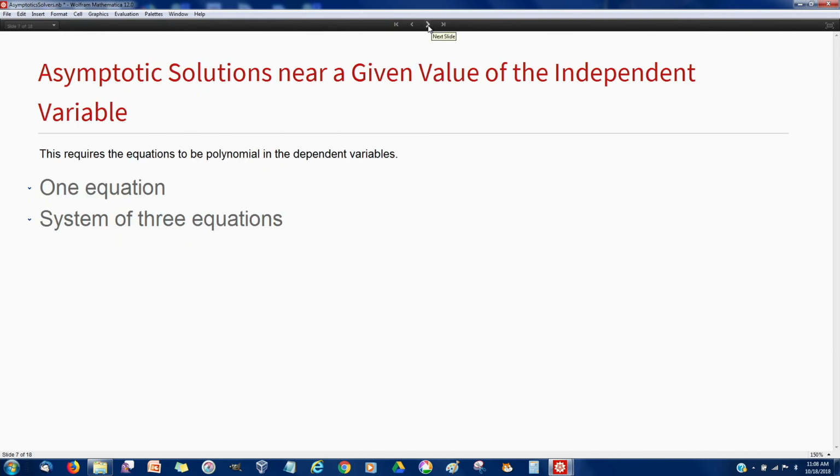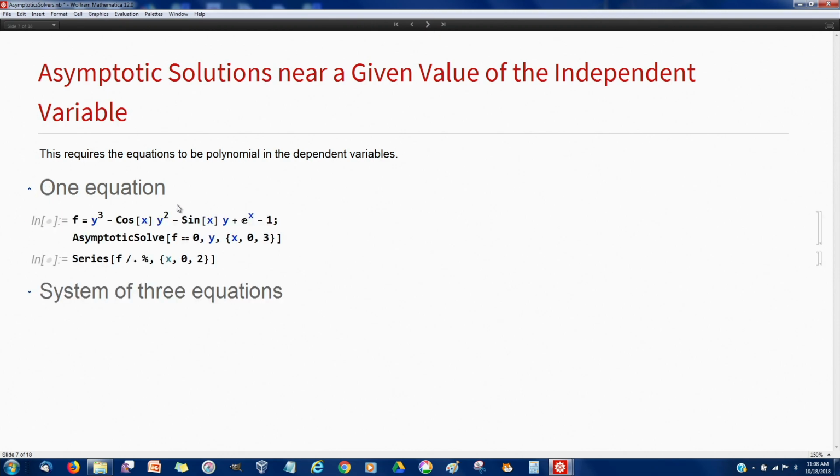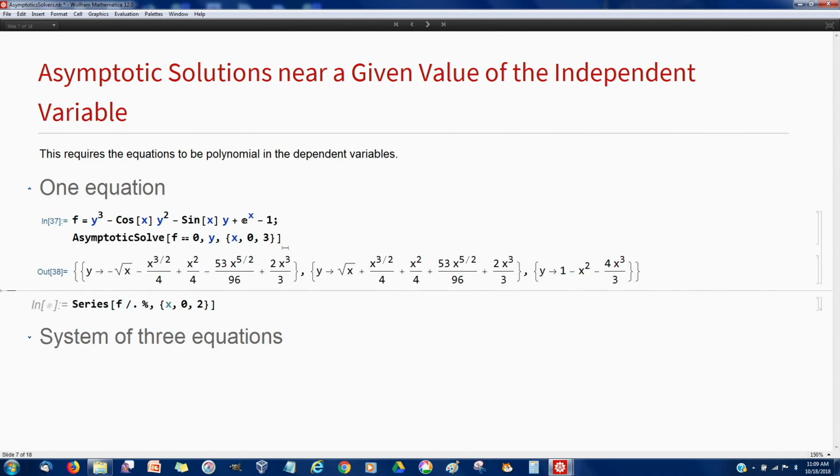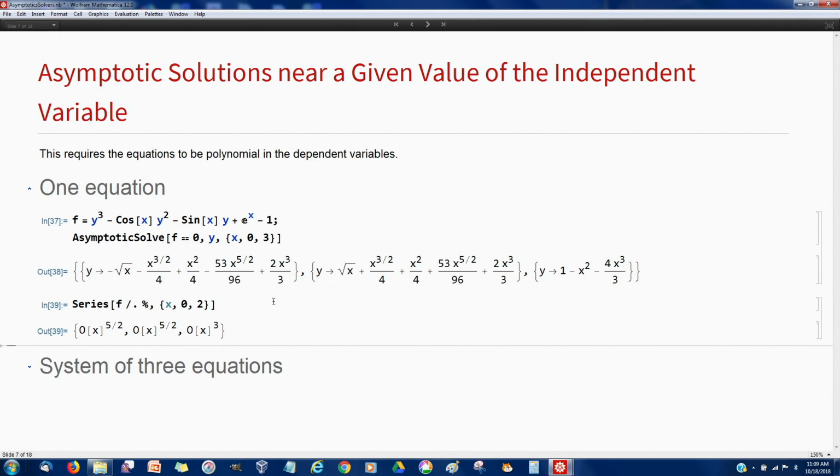Okay, so the next slightly different problem that we are solving, we are looking for asymptotic solution near a given value of the independent variables. So what we are checking before, we are specifying both the value of x and the value of y. Now we are just specifying the value of x and looking for all the values of y for which there is a solution. And this requires the equations to be polynomial in the dependent variable so that we can guarantee that there are finitely many solutions. So it has to be polynomial in y, can still be analytic in x, and we get Poisson series solution. We check that it satisfies the equation.